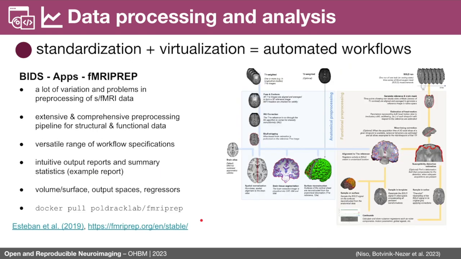Following on that, a BIDS app most of you might have heard of by now is fMRIPrep, addressing specifically pre-processing of structural and functional MRI data, because we know through a lot of papers and, I guess, your own work, that there's a lot of variation and problems when it comes to pre-processing. And we know a little change there can make a huge difference down the line. So fMRIPrep presents you with an extensive and comprehensive pre-processing pipeline for structural and functional data with a versatile range of workflow specifications. And as MRIQC, it gets you intuitive output reports and summary statistics, supports volume and surface data, different output spaces, and gets you basically all the potential confound regressors that you're interested in. As with MRIQC, and every other BIDS app, as said many times before, you can easily get that as a Docker or Singularity software container, and make sure to read the paper and documentation.